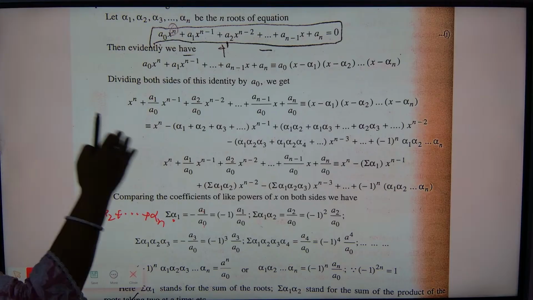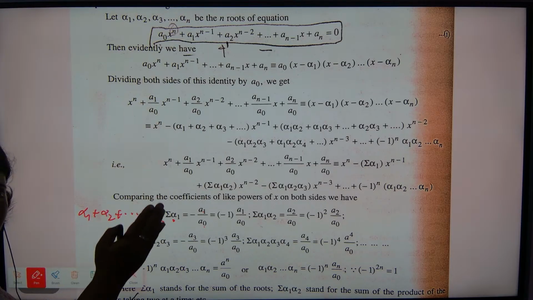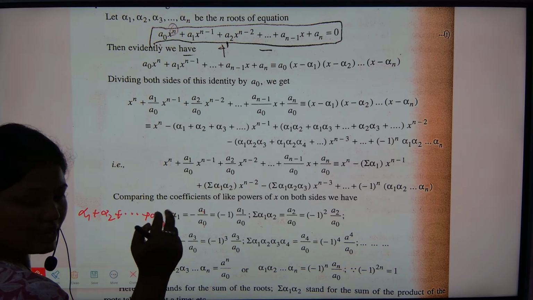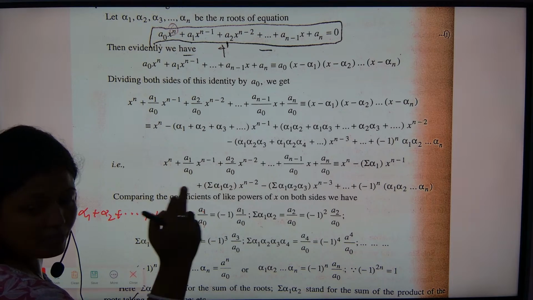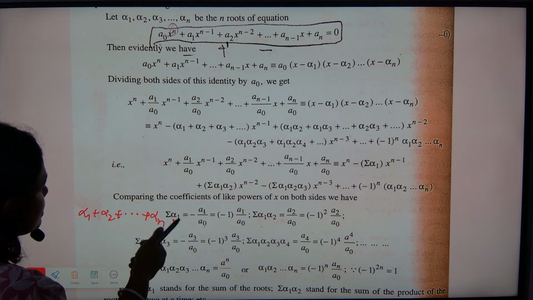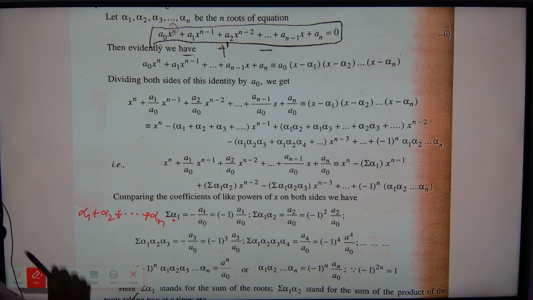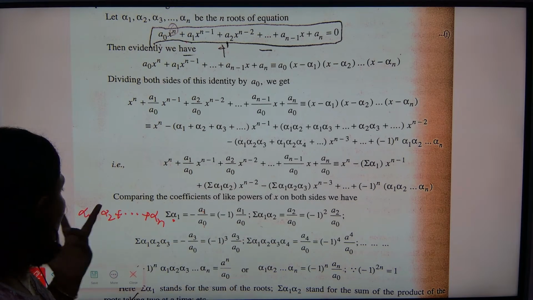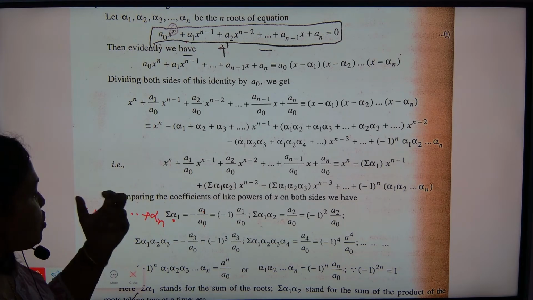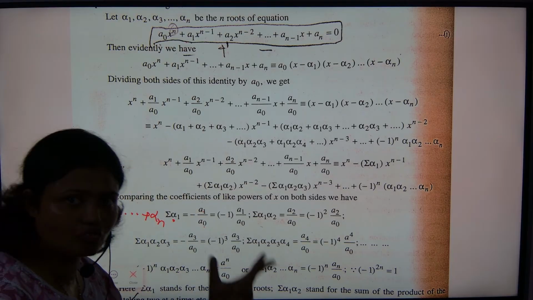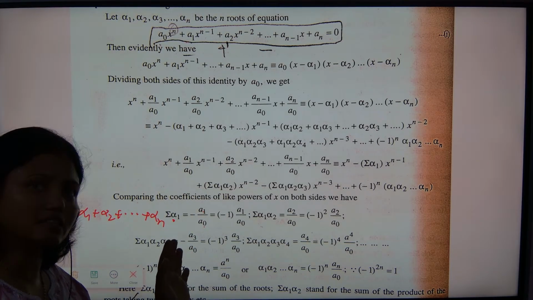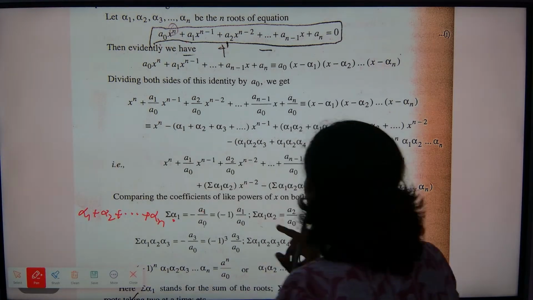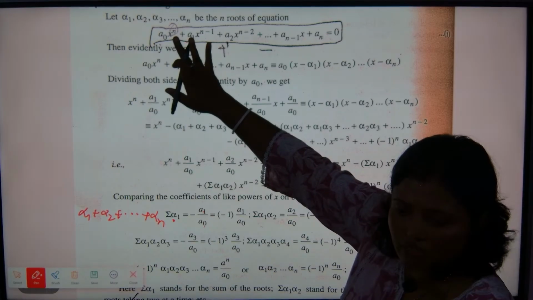In a similar manner we have alpha plus beta minus b by a, so similarly minus a1 by a0. Go through the same idea. Then we have the product of 2. Since we have so many roots, the product of 2, then product of 3, product of 4, like that. So the product of 2 will be this one, done.